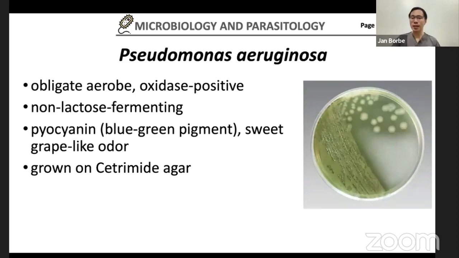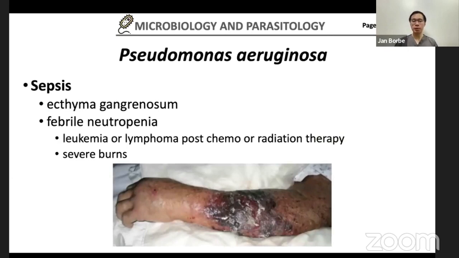It's non-lactose fermenting. And what's distinct about Pseudomonas is the so-called Ecthyma gangrenosum. Yun yung hahanapin natin, ha? Sepsis caused by gram-negative organisms are mostly similar. But if you see Ecthyma gangrenosum, that is a clue, no? Na baka Pseudomonas ito. Okay? So yun yung sinasabi ni Harrison sa atin.